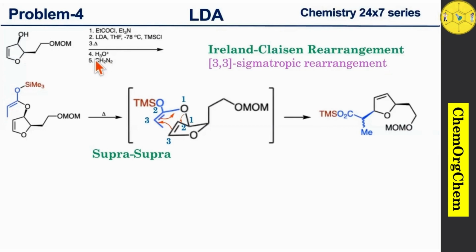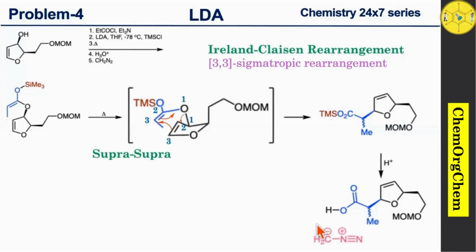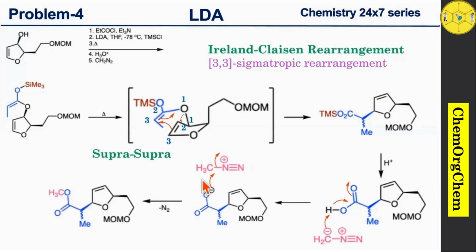The next reaction condition is the treatment with acid. When you use the acid, the TMS group is readily removed, which produces the corresponding carboxylic acid as a product. The next step is the reaction between diazomethane and this carboxylic acid. Here you see the negative charge on diazomethane readily abstracts the proton from the carboxylic acid, which produces the corresponding carboxylate ion. The carboxylate ion then readily attacks this carbon, followed by the kicking off of nitrogen gas, which produces the corresponding ester product.